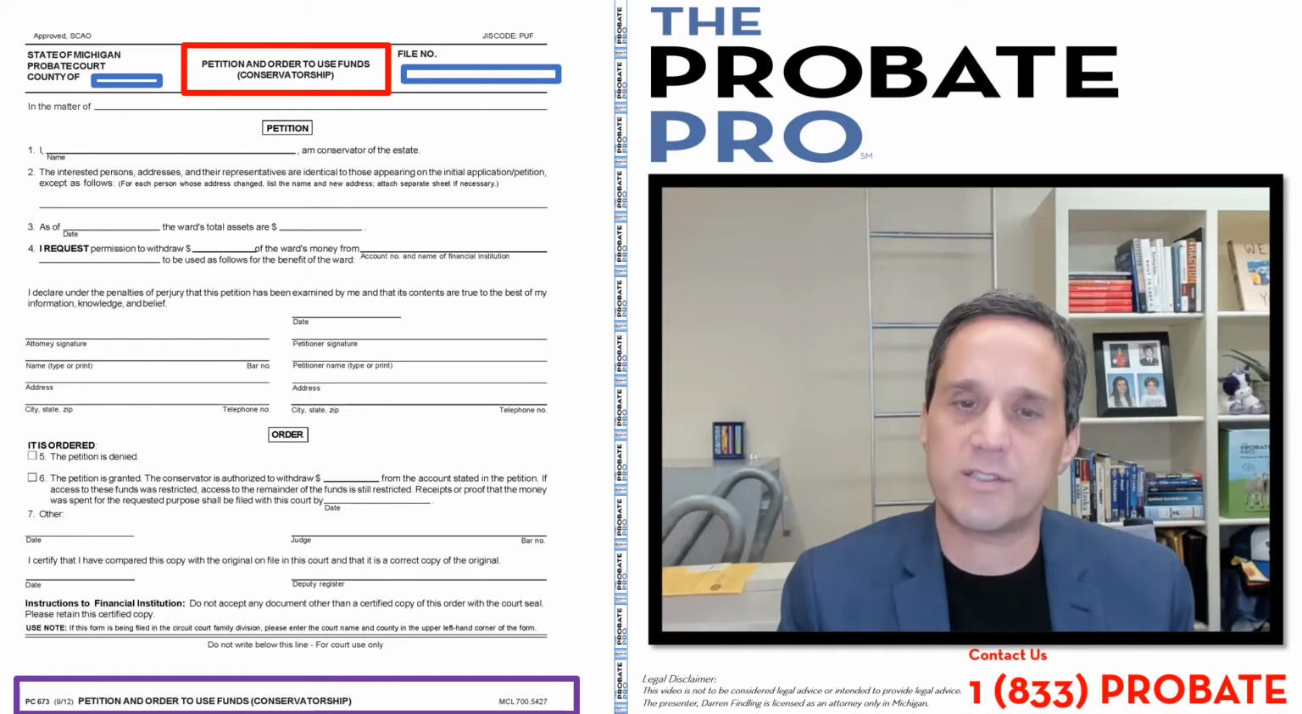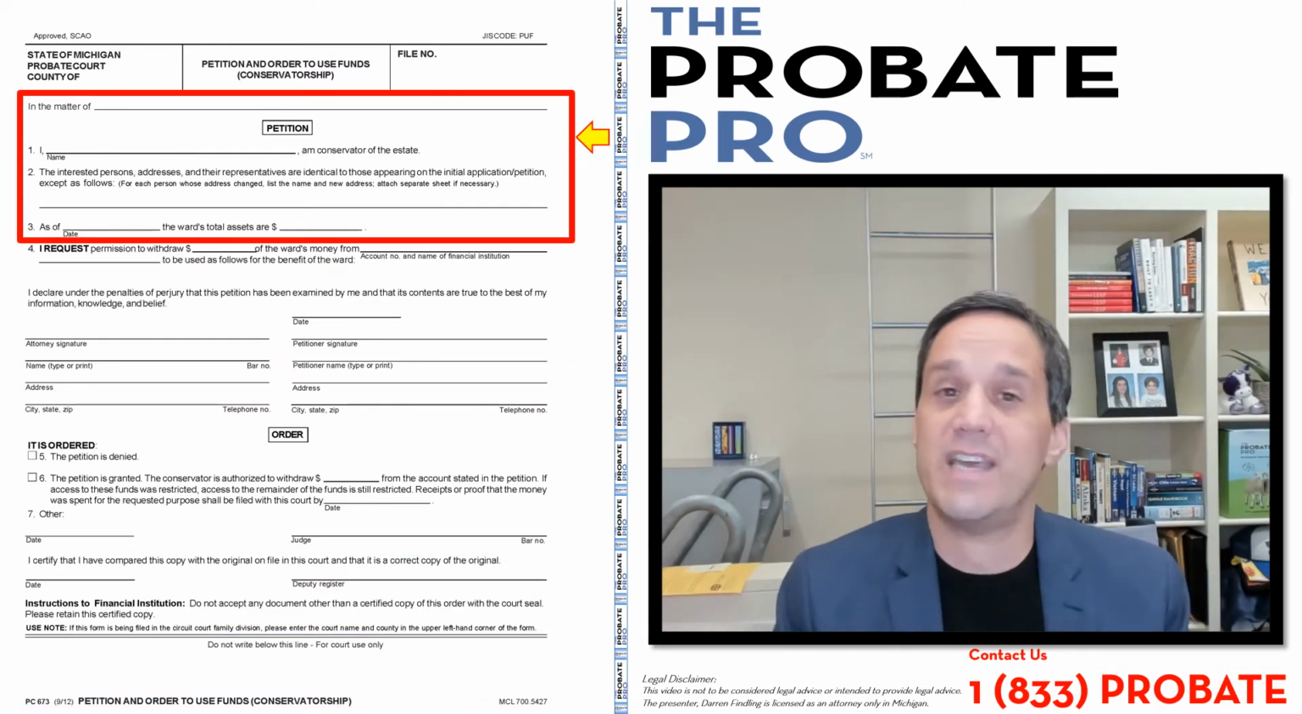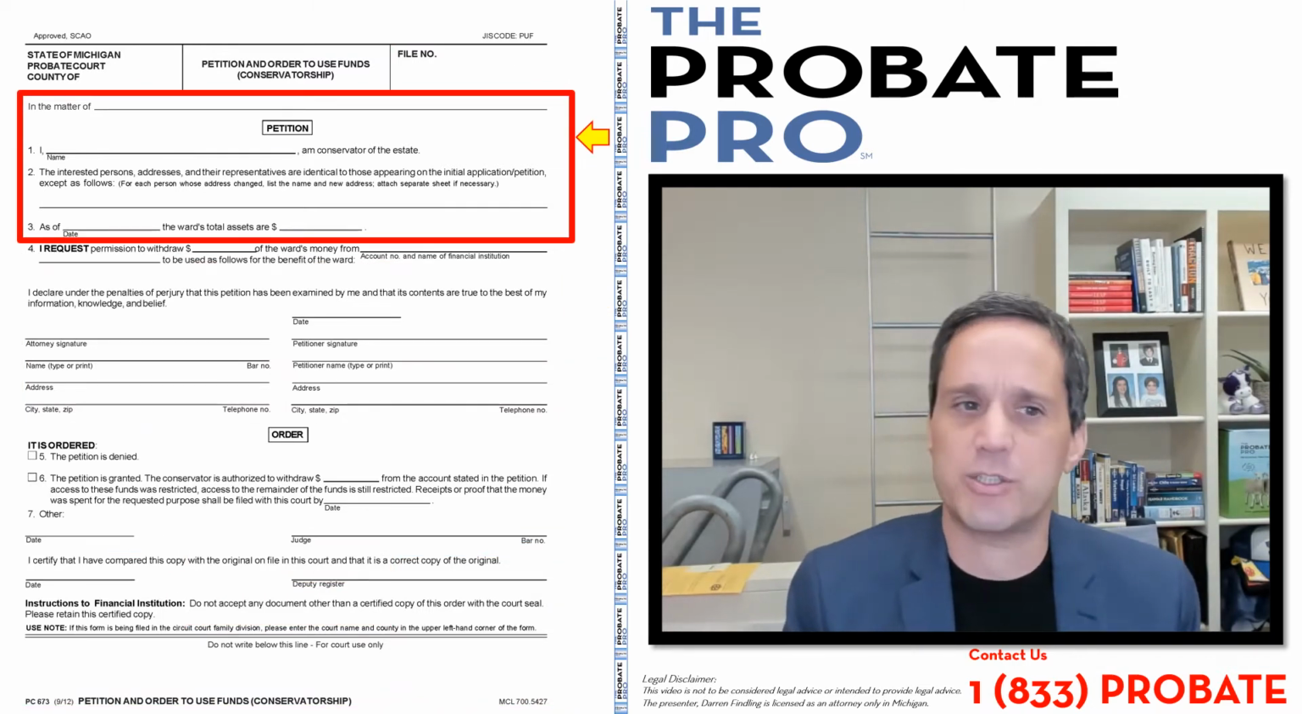Top left corner is the county in which the conservatorship is pending. Top right corner, the blue rectangle, is the case number. As you can see from the heading, this is the petition. These documents are used, you sign them, and then they get filed with the court. Further down, you'll see in the matter of, that's simply the name of the conservatorship.